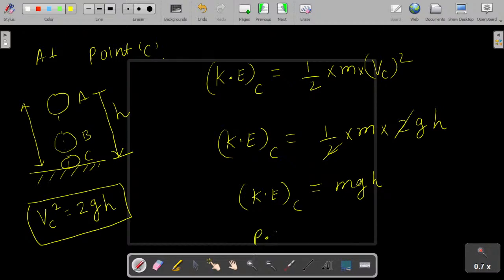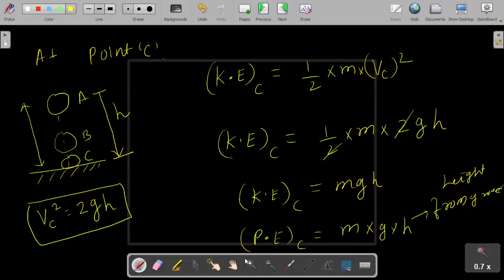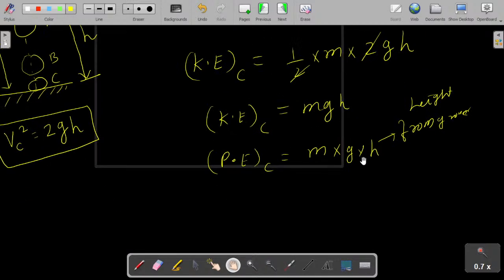Similarly, find the potential energy at C. Potential energy is mg into height, from where? From the ground. So tell me the height from the ground. It is very negligible, because C is very near to the surface of the earth. It's almost 0.000 something, so you can write h is 0 here. Anything multiplied by 0 is 0, so you will get potential energy as 0.